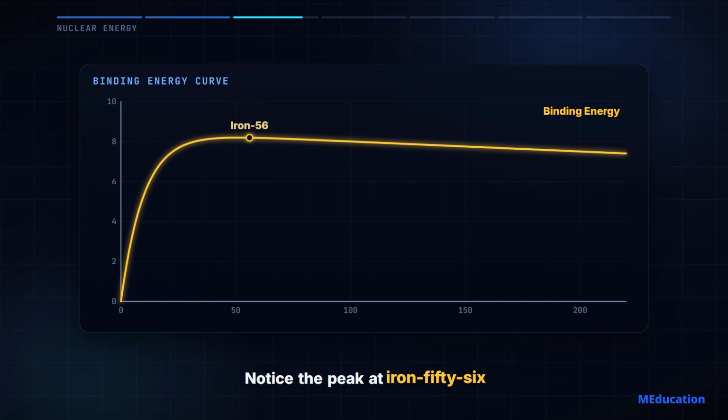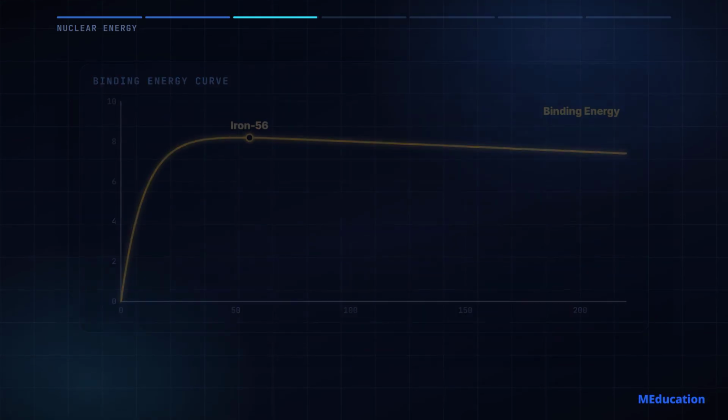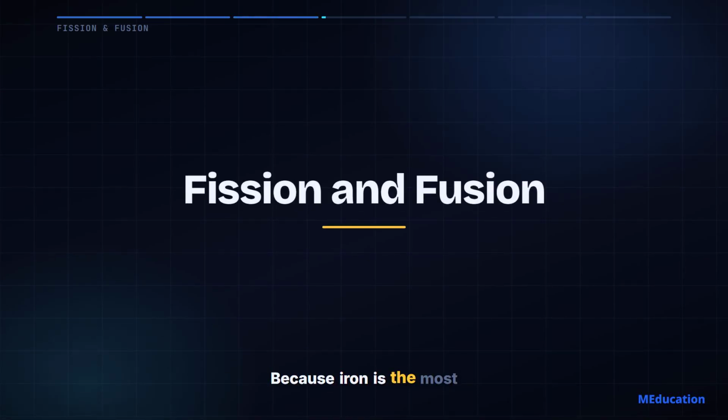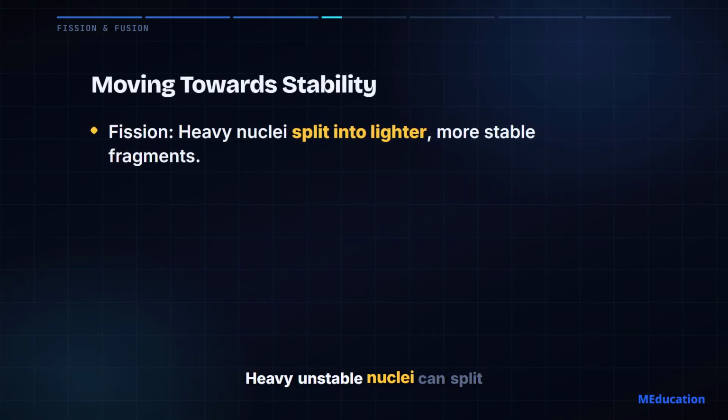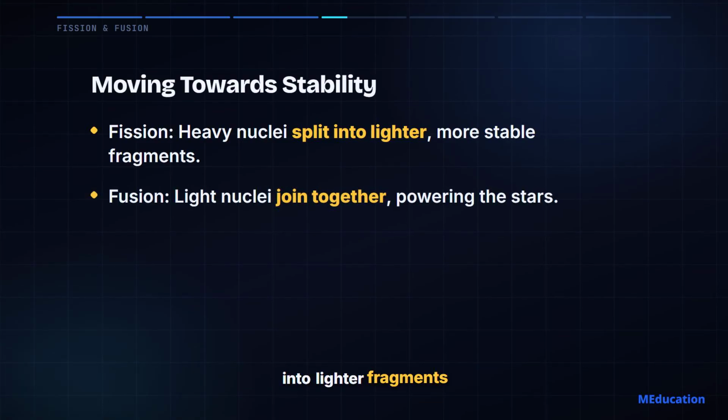Notice the peak at iron 56. This peak dictates the fate of every atom in the universe. Because iron is the most stable, nuclei on either side of the peak want to move towards it. Heavy, unstable nuclei can split into lighter fragments.